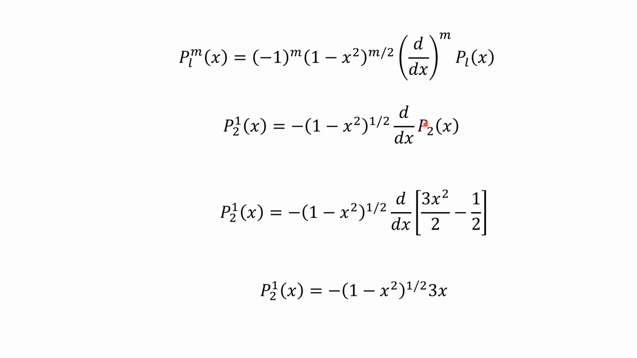We have seen already P_L(x) where L equals 2, that is P2(x), is equal to 3x squared over 2 minus half. So here you remember that there is a derivative. If you differentiate this, obviously the second term will go to 0. The first term, if you differentiate, you will get 2 into 3x over 2, so the 2 will get cancelled, and you get simply 3x.